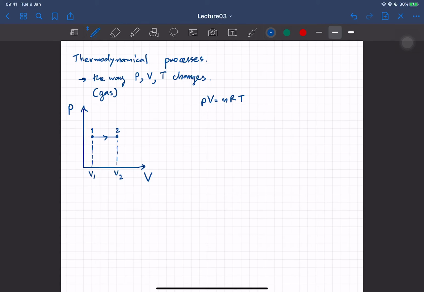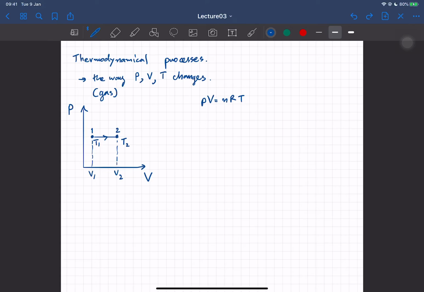So this is exactly what we call a thermodynamical process, because what's happening here is that V changes, even though P does not change. So if V changes, then the temperature will also change. So if you calculate the temperature at point 1 and temperature at point 2, you see that they are not the same, using this equation. Okay, so that's one very simple example of what we call a process.